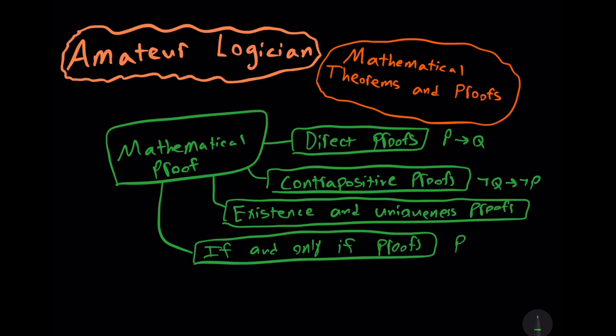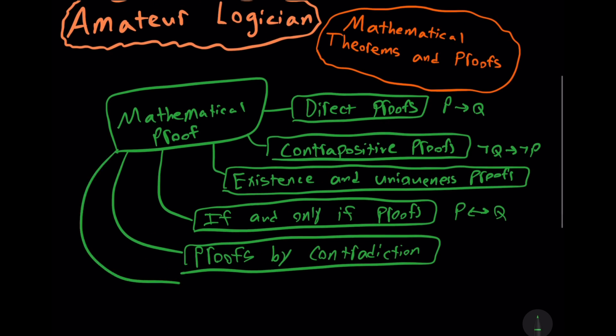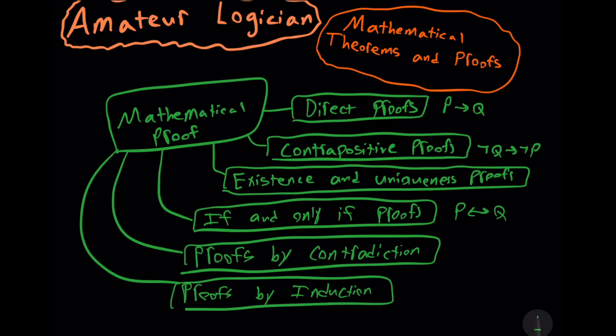These are biconditional, so P if and only if Q. Additionally, we have proofs by contradiction. And we've done several on this YouTube channel. Moreover, we have proofs by induction. So these are the standard tools that mathematicians use. Direct proofs, contrapositive proofs, existence and uniqueness proofs, if and only if proofs, proofs by contradiction, proofs by induction.